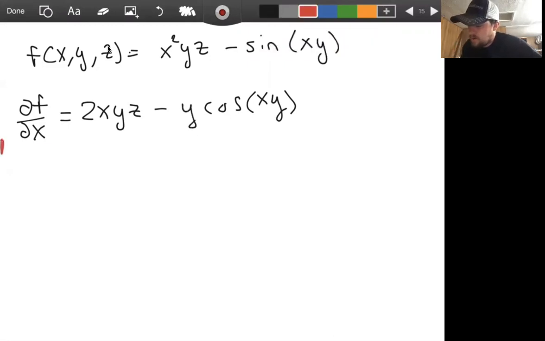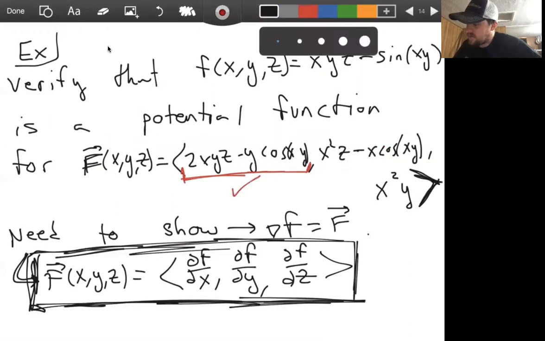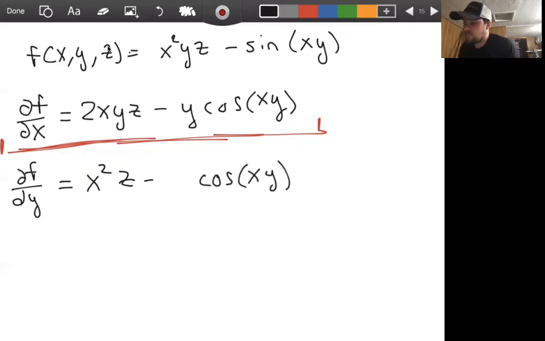Now, let's compare. We have 2xyz minus y cosine xy. Let's look at what this was. 2xyz minus y cosine xy. Awesome. So we're good for the x component. Let's take the partial derivative with respect to y. Well, x and z are now constant. This is y to the first power, and so the derivative of all those constants times y with respect to y is just those constants. So we get x squared z, and then minus, we'll have something similar here. The derivative of sine is cosine of xy, but now it's times the derivative of the interior with respect to y, and so we'll get an x here.